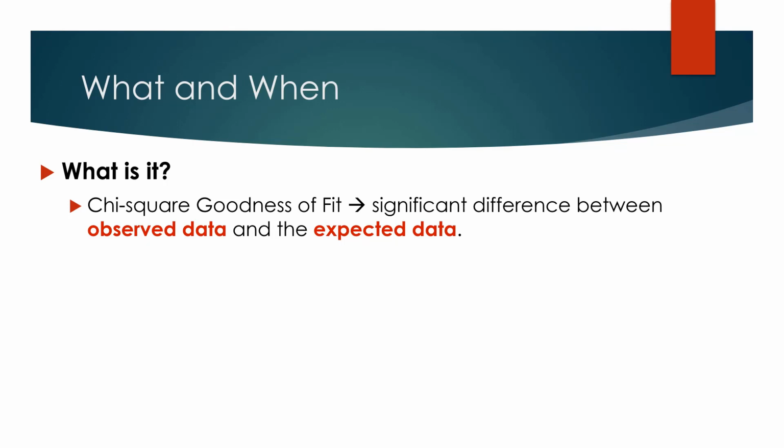The test of independence is comparing observed and expected data to each other to see if they're different, so you can determine if two variables are related or not. The chi-square goodness of fit test is simply interested in if observed data is different from expected data, just period.